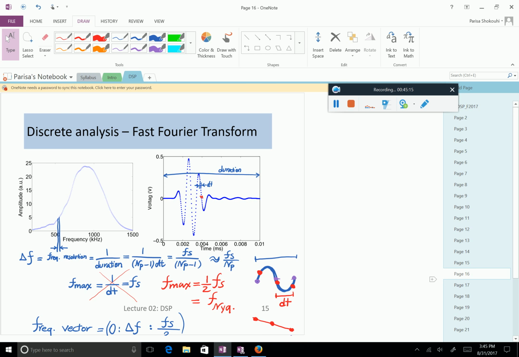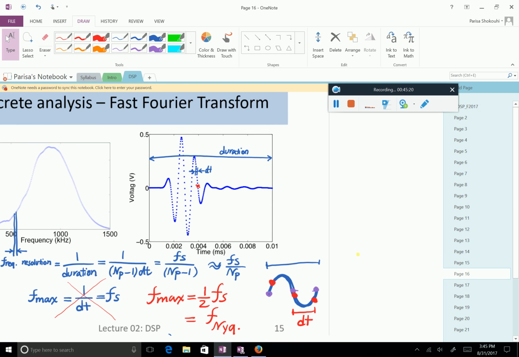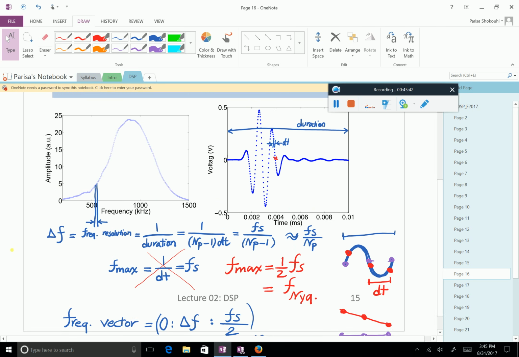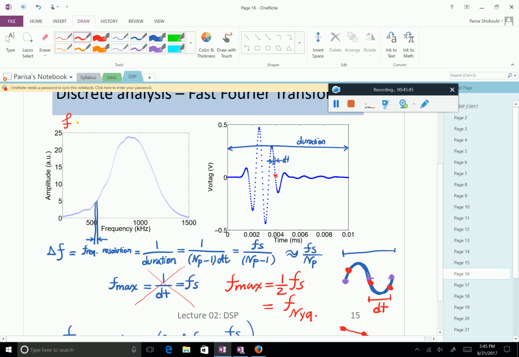The point is to plot the Fourier transform, so everything I told you about how to make the frequency vector. The sampling frequency is 50 megahertz. Let's make sure everyone is on the same page. So for this one, the sampling frequency is 50 megahertz, if you look at the previous slide, and the number of data points is 10,000.